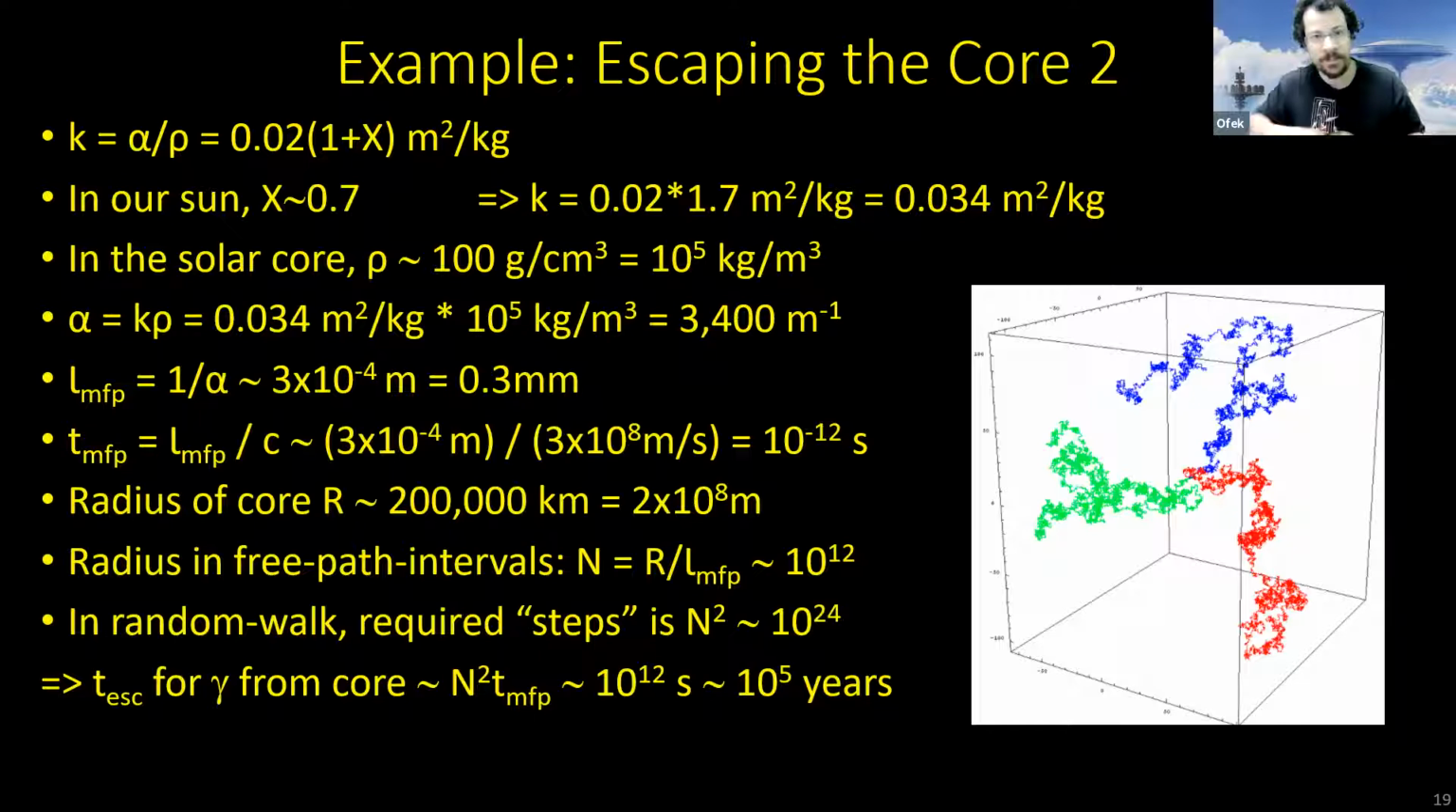More accurately, it would have had to go through 10 to the 12 intervals on the way out if it were going in a straight line. But it's not going in a straight line, because it gets scattered every 10 to the minus 12 seconds. Every 10 to the minus 12 seconds, it scatters into a completely random direction. So the actual path a photon follows is a random walk, Brownian motion, right? A drunkard's procession.